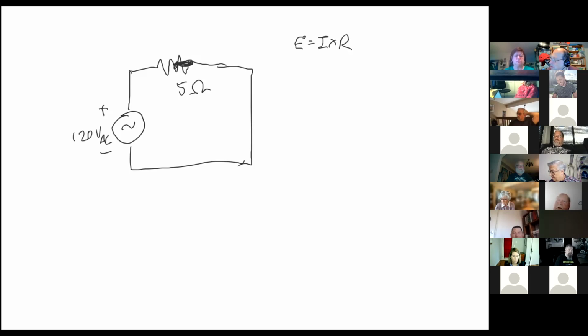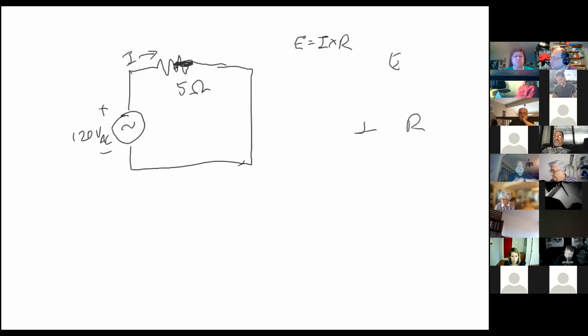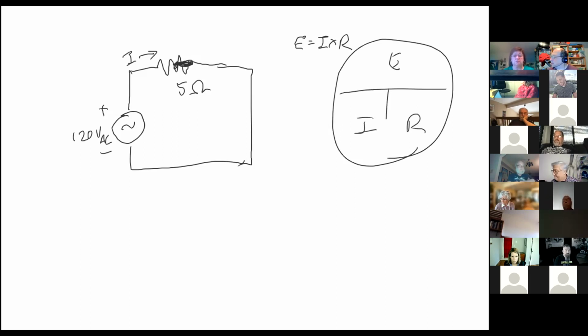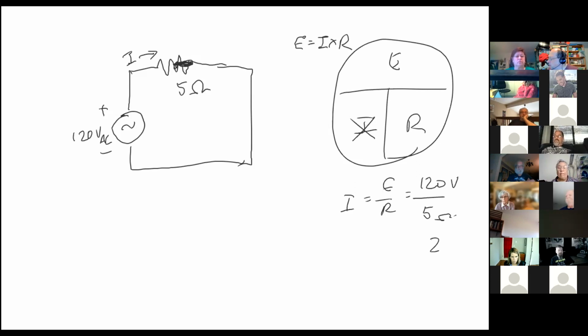Okay, and we don't know our current. So I is equal to E divided by R, which is 120 divided by 5, and that's volts and ohms, is 24 amps. Okay, what's the other part of our Ohm's law calculation?